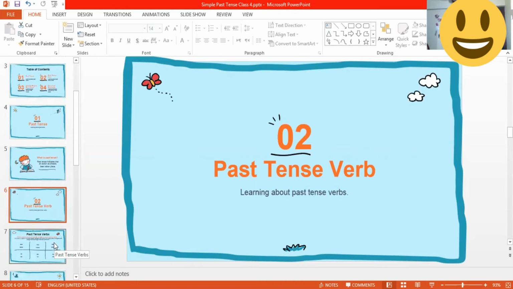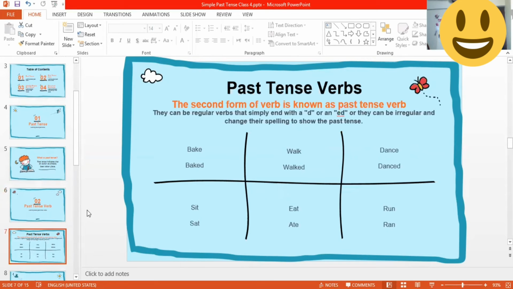We all know what verbs are. Verbs are action words. Words that display or show any action that is happening, like sit, stand, walk, run, eat, play. These are all verbs. But what are past tense verbs? The second form of verb is known as past tense verb. Verb की 3 forms होती हैं, उनमें से जो second form है उसको हम past tense verb कहते हैं.